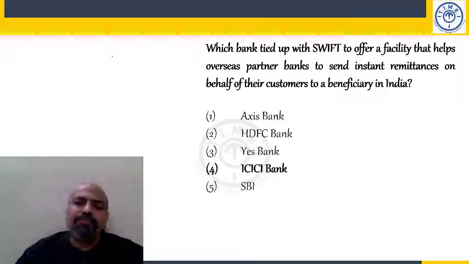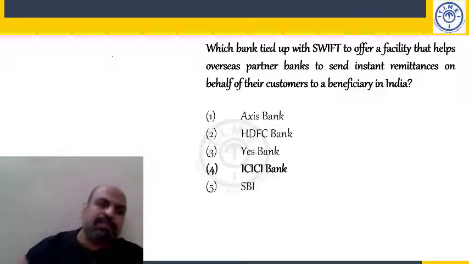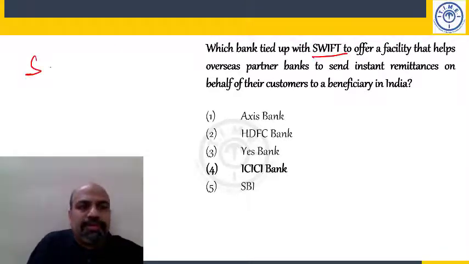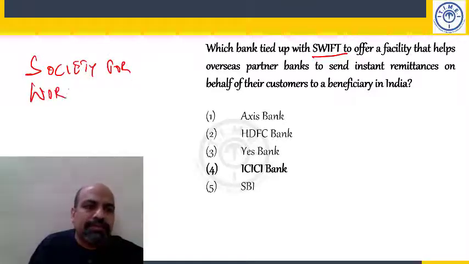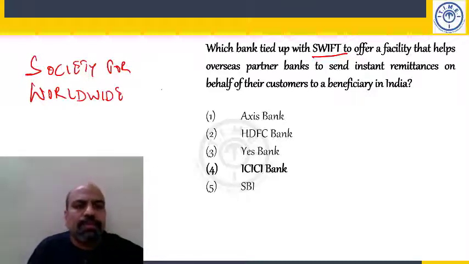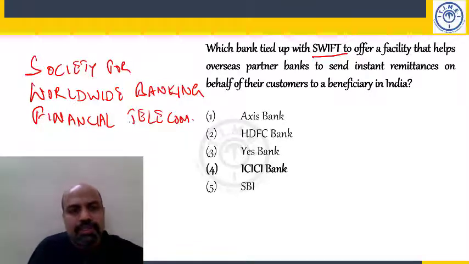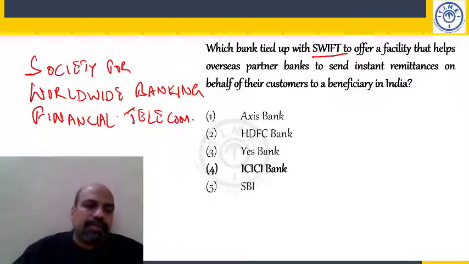Which bank tied up with SWIFT to offer a facility that helps overseas partners send instant remittances on behalf of their customers to a beneficiary in India? The question is self-explanatory, but we need to know what SWIFT is. So please write SWIFT: Society for Worldwide Interbank Financial Telecommunication.